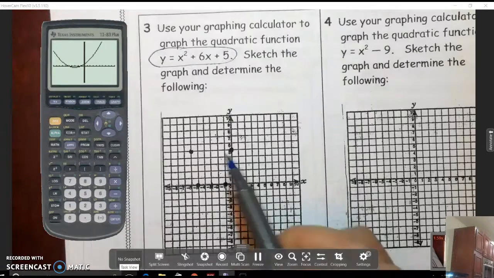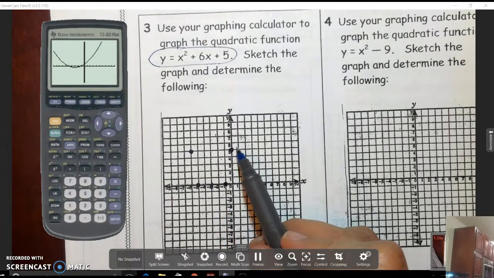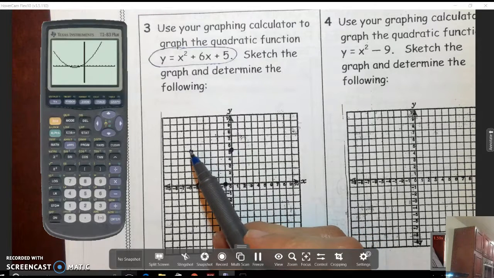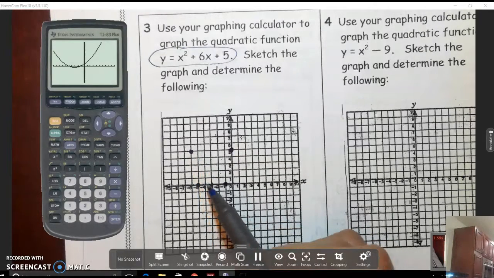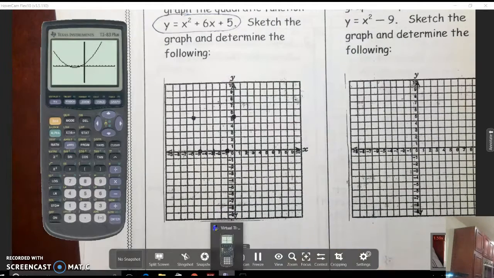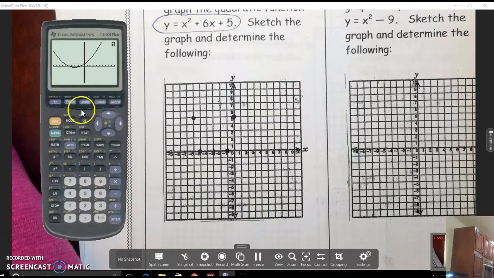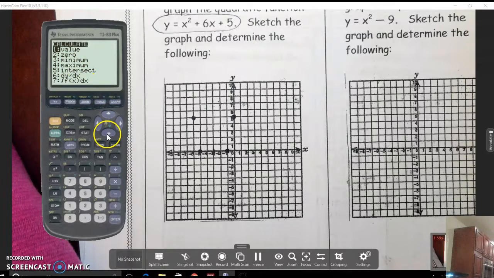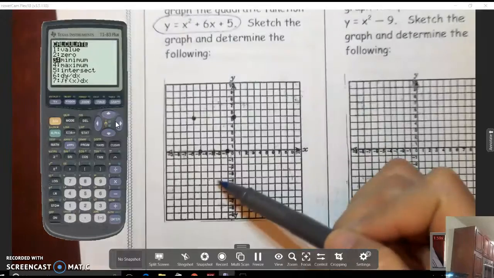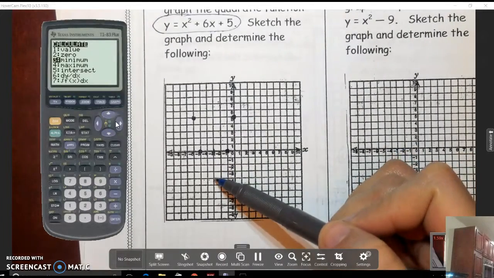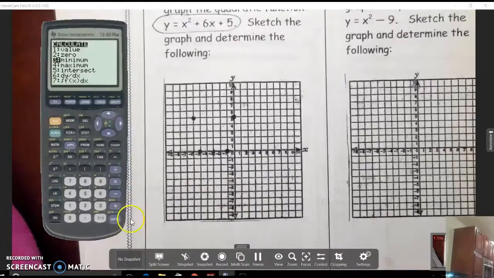Okay, so we got our roots. I got our y-intercept. Using our y-intercept, we kind of guesstimated another point that would be on this side. We still need our vertex. That's a critical point that we need to sketch this graph. So to get our vertex, we're going to go to second, trace again, and then we're going to go down to 3 for a minimum, because you can tell from the paper that this is going to open upward, so minimum down here. So 3 is what we want.